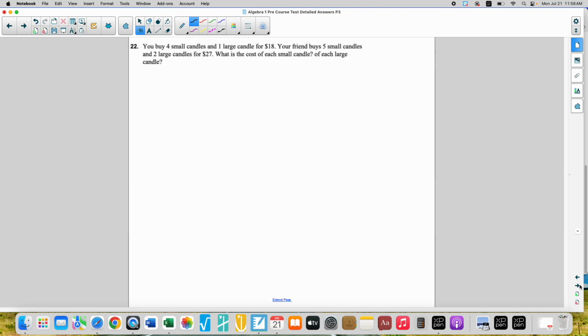All right, 22. You buy 4 small candles and 1 large candle for $18. So 4 small plus 1 large equals $18. Your friend buys 5 small candles and 2 large candles, and that costs them $27. What is the cost of each small candle, of each large candle? So we're going to use a system of equations. We can either isolate and do substitution, or we can do canceling.